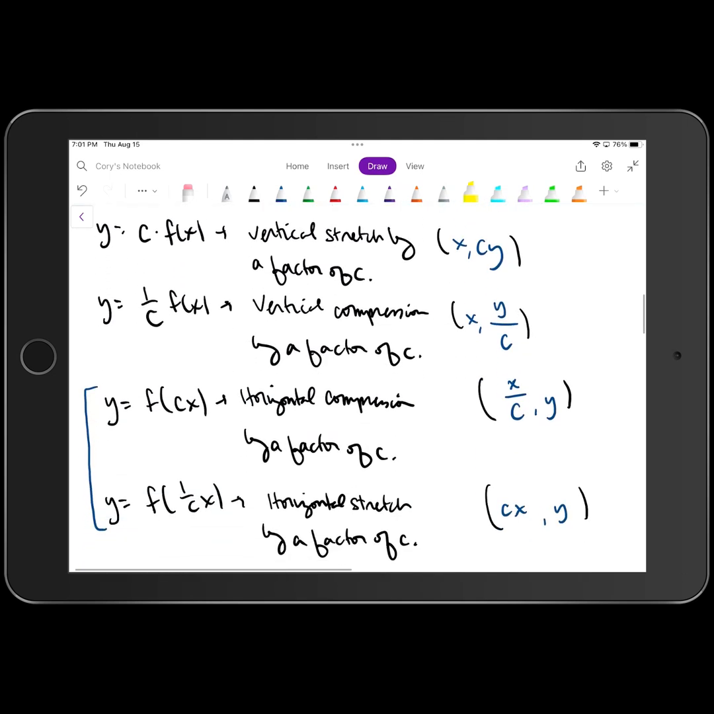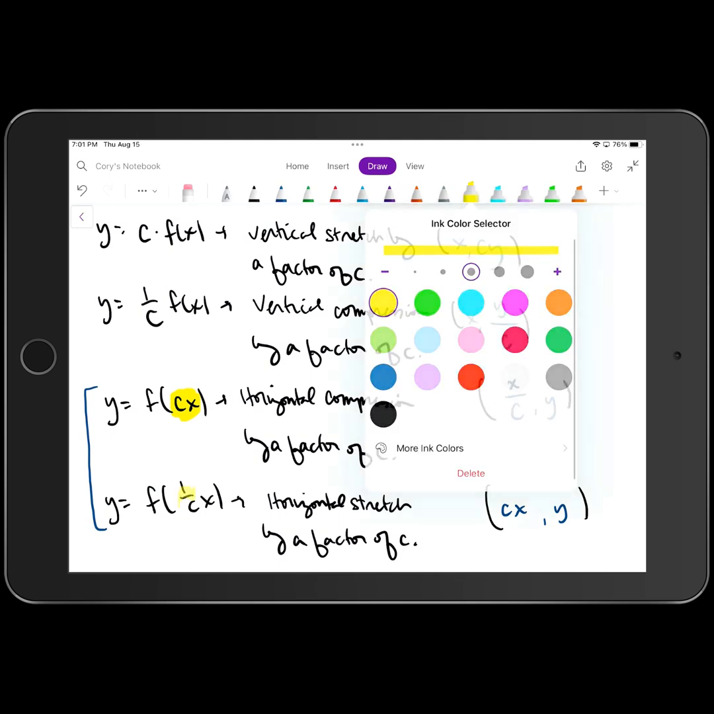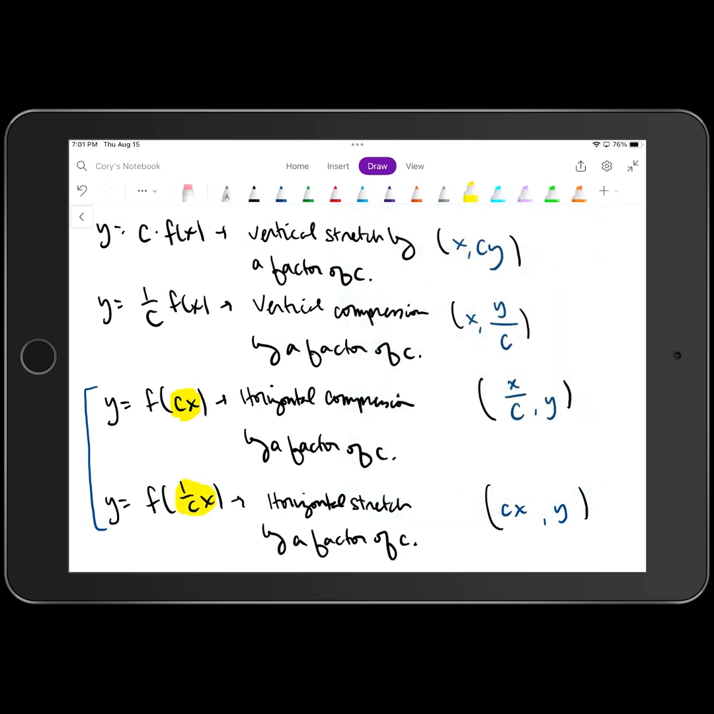And same thing with these last two. Multiplying inside of our function by c, you would think, oh, that graph is going to get horizontally stretched by a factor of c, but no, the graph behaves the opposite of what you would expect, so the graph gets compressed by a factor of c. And then for 1 over c times x, you would think that multiplying inside the function by 1 over c would horizontally compress that graph, but no, the graph behaves the opposite of what you would expect, so the graph gets stretched.